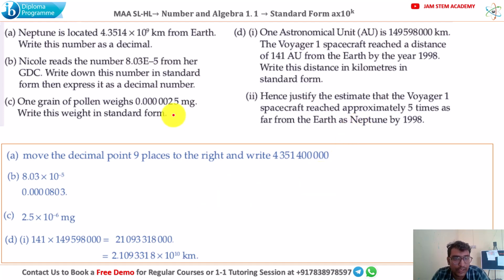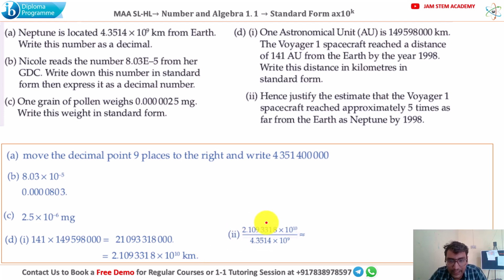Okay, so let's start with the first one. Here it is given that Neptune is located at this much. So we already have that distance with us, right? From the Earth to Neptune. Okay, so now let's start with this. We already have the 141 astronomical units value, and we also have the distance of Neptune from the Earth, which is this one. So we simply need to divide these two and check whether this is coming close to 5 or not.